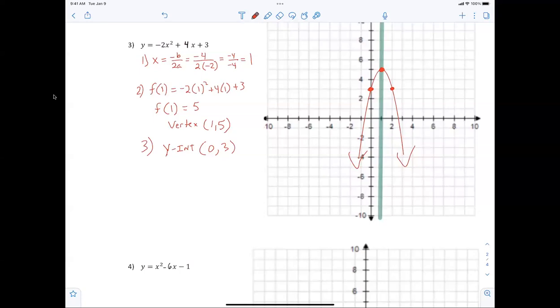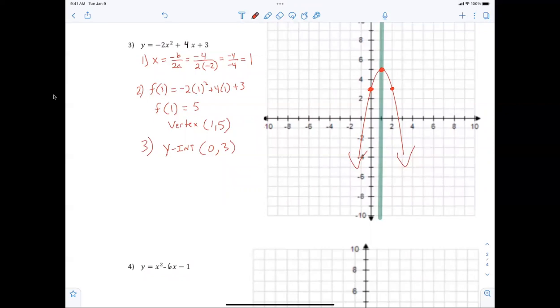Does anybody have an issue with that? My calculator froze. No, it didn't freeze. You actually hit enter twice. Hit enter again. If you hit enter twice, it'll stop the graph.